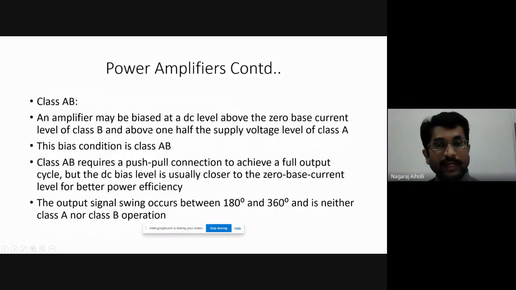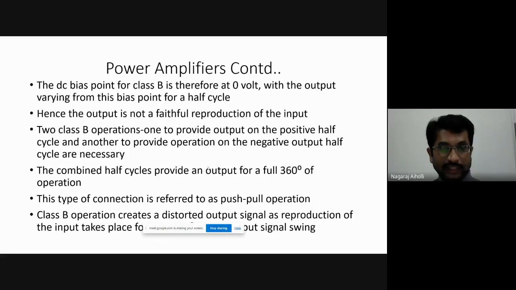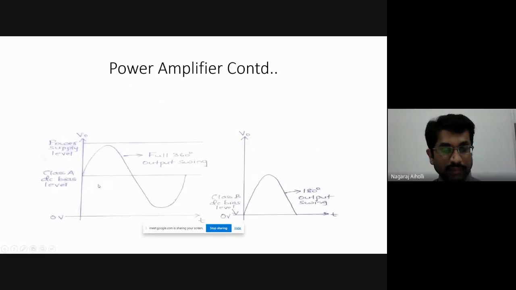An amplifier may be biased at a DC level above the 0 base current level of class B and above 1/2 of the supply voltage level of class A. This is called a class AB power amplifier. Thus, class AB also requires a push-pull connection so that we get one full complete cycle, because it is also producing almost half a cycle. Therefore, if you want one full complete cycle, we should connect two such class AB power amplifiers in push-pull connection.